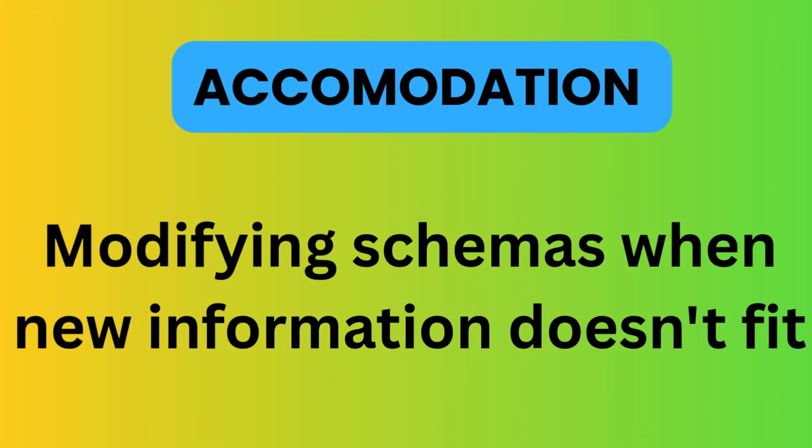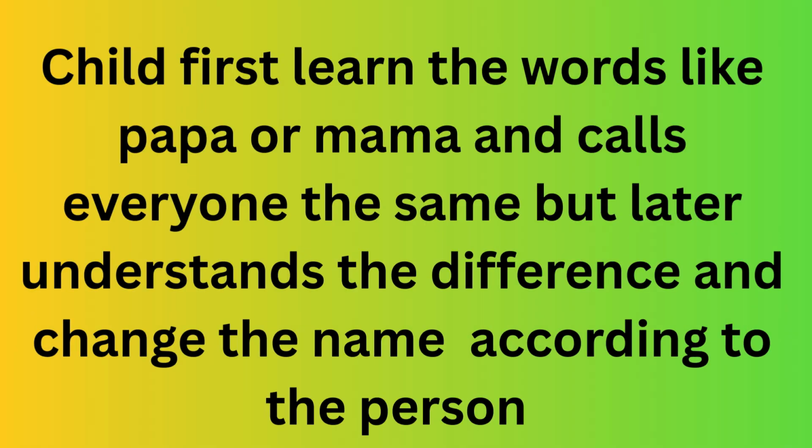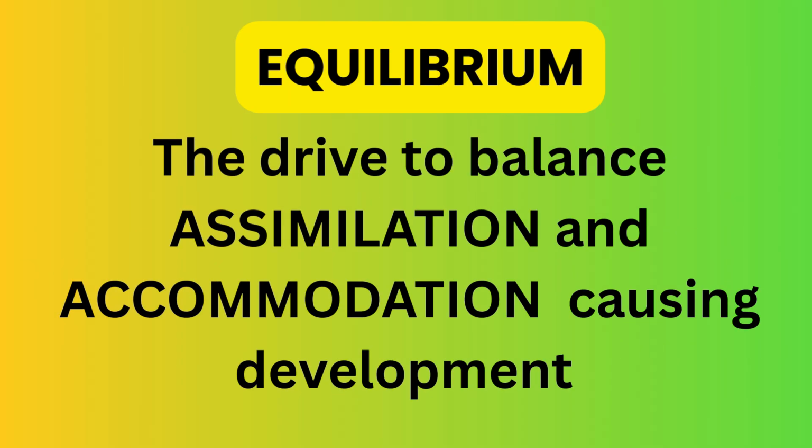The next important term is accommodation. It means modifying schemas when new information doesn't fit. It means that whatever earlier knowledge he has is not fitting according to the new knowledge that he is getting. So what he does, he tries to modify that earlier knowledge. He tries to differentiate between the earlier knowledge and new knowledge. For example, a child first learns words like papa or mama and he calls everyone that, but later he understands and changes the name according to the person. So this comes under accommodation itself. For example, he knows the difference between a dog and a cat, like that.